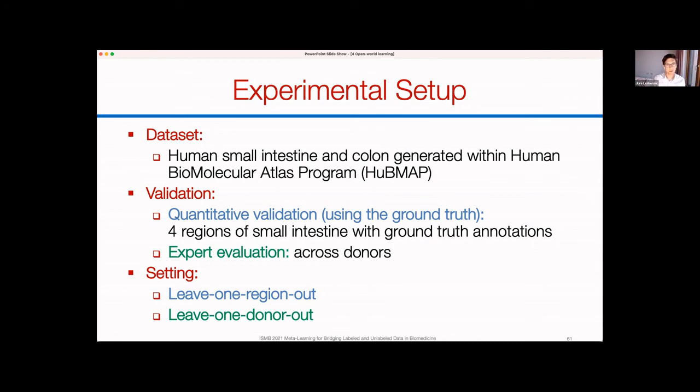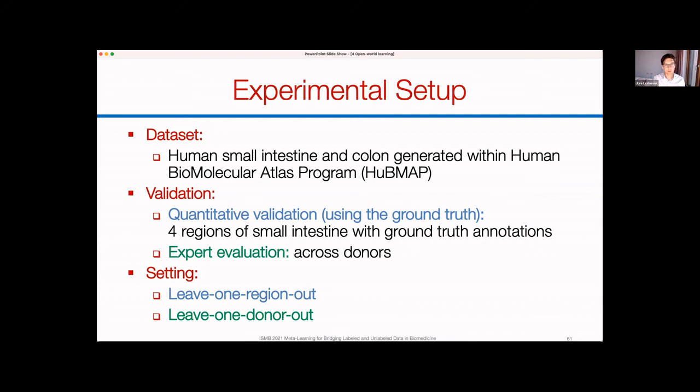For validation, we use quantitative validation using human expert labeled ground truth information of 4 regions of small intestine with ground truth annotations, as well as expert annotations across different donors. The setting is that we are going to leave out one region of a tissue, or leave out one patient, one donor, one human, and try to learn on other humans. So here is cross subject transfer, while in blue it's a cross region of the same tissue transfer.